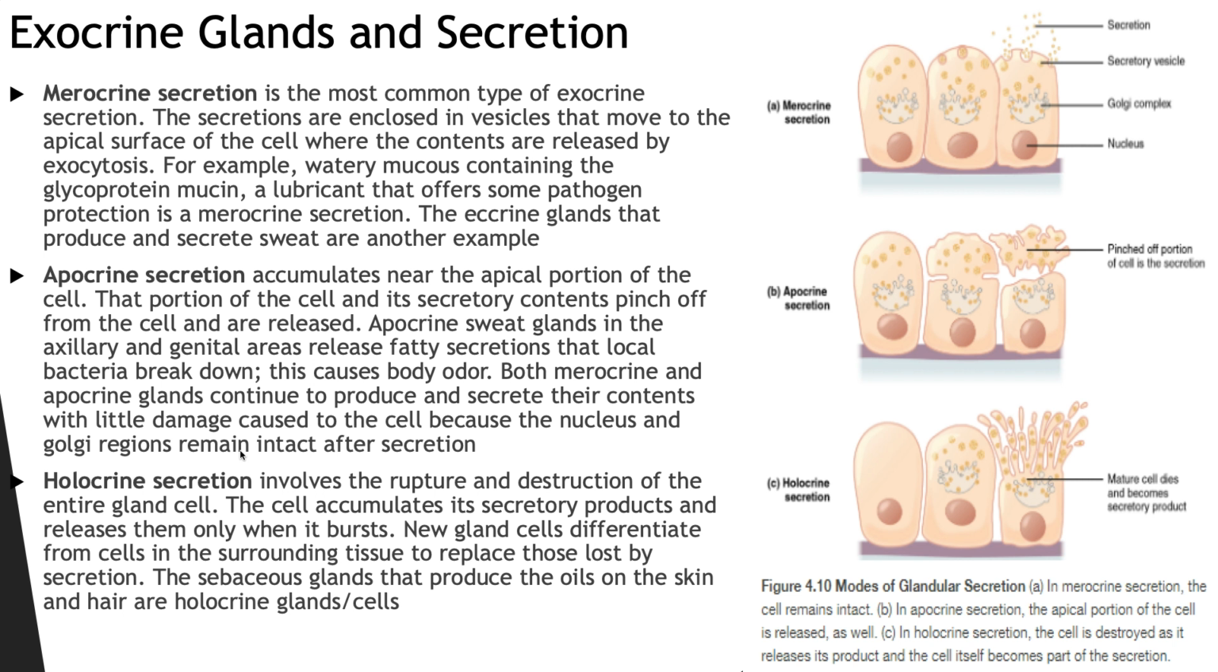The holocrine glands, however, involve the rupture and destruction of the entire gland cell. Basically, what happens is the entire apical surface of the cell breaks off and bursts open. So when that happens, you have heavy damage to the cell, and that cell essentially dies when it releases.